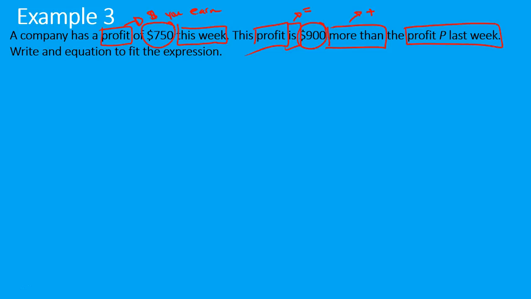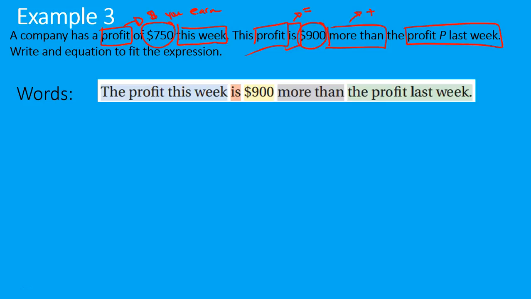One way to solve a problem is to use a verbal model. So kind of write it out first. That's kind of what I did for you here. I wrote it out for you first. I want you to fill in the blanks because you're missing some of those words. It says the profit this week is $900 more than the profit last week. That's what we know. So we're going to break that down in order to write an equation from this.